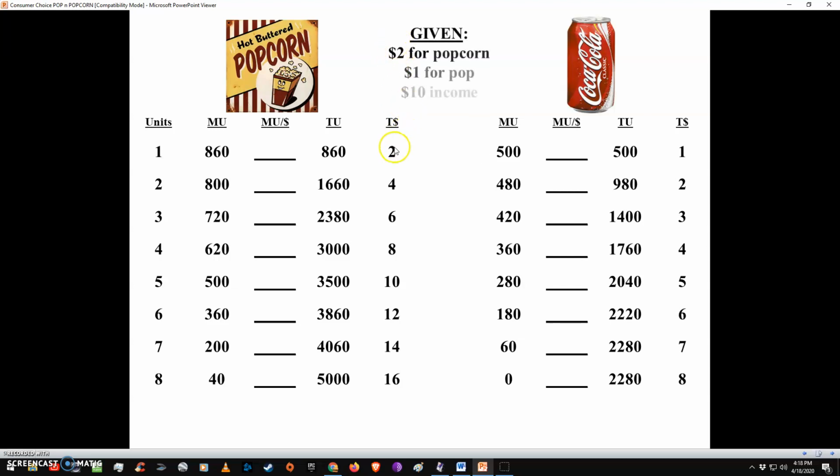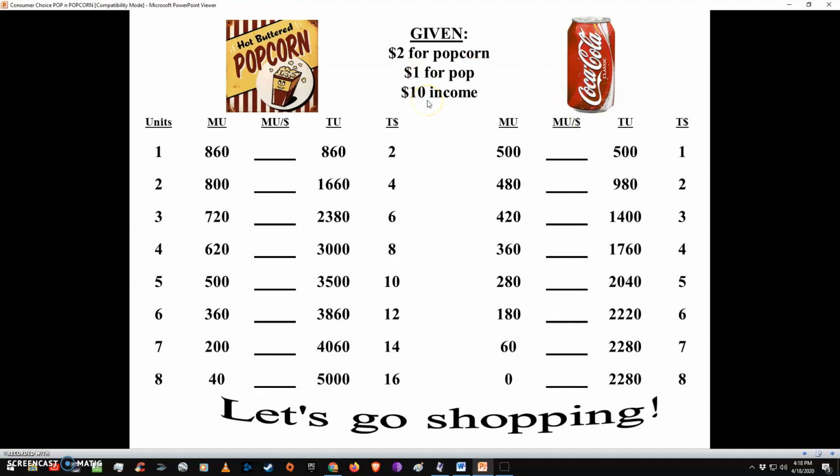It's $2 for the popcorn, it's $1 for the pop, and you got $10 to spend. So what are you going to buy first? First popcorn or first pop? Answer, you can't decide. I mean, think about it.